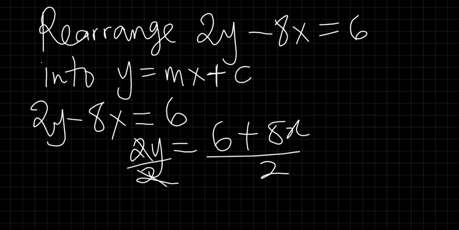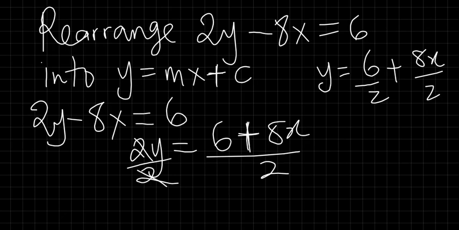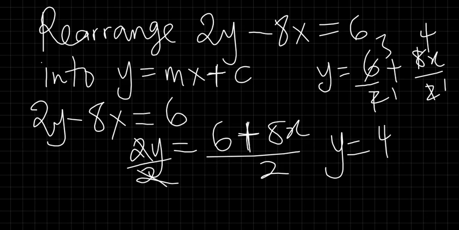So this cancels this. So our y can now be equal to, because there's a plus sign here, I can just give the 2 to the 6 and 8x, so it becomes 6 over 2 plus 8x over 2. So I can write it as y is equal to: 2 here 1, 2 here 3, 2 here 1, 2 here 4. So the answer is 4x plus 3.